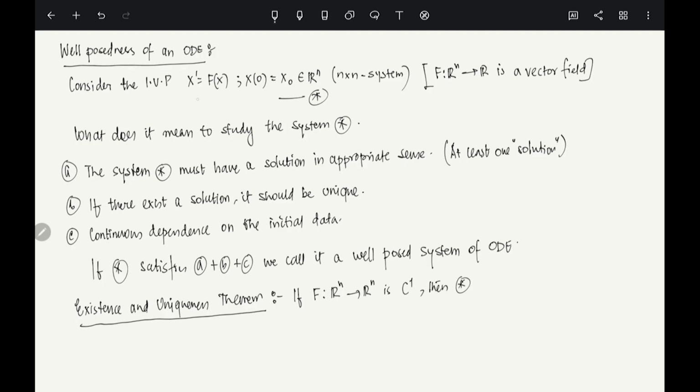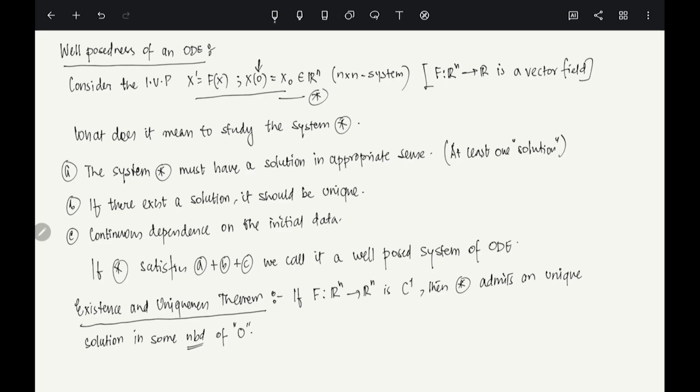The system x prime equals f of x, x(0) equals x naught, given f is C1, admits a unique solution in some neighborhood of 0. And what is this 0? Essentially this is t equals 0. So in the neighborhood of 0, minus epsilon to plus epsilon, you can choose an epsilon such that this system has a solution. That's what we have.